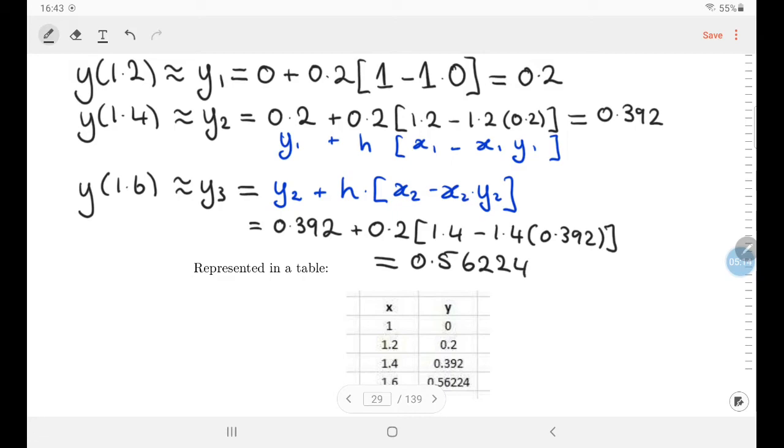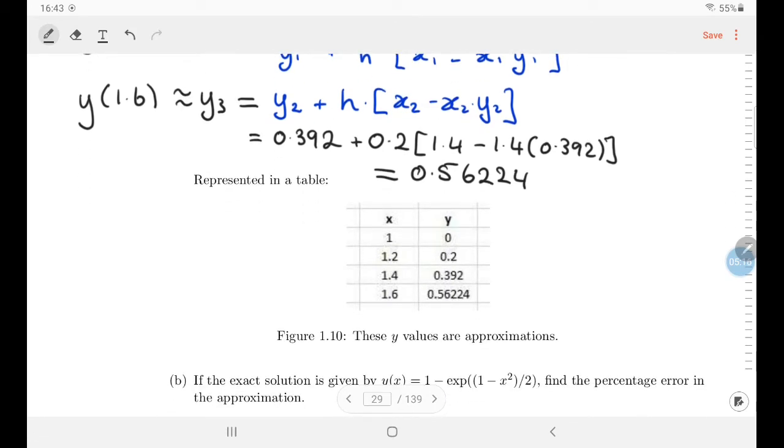0.56224. Now, if you're doing this by hand and you go one step further, you're probably going to have to start rounding, because you're going to be multiplying this by 0.2, by 1.6 and 0.2, so you're going to add in 2 more decimal places. Eventually, you're probably going to have to round these. So not only will you have the error from Euler's method not being that accurate, you'll also have rounding errors. Okay.